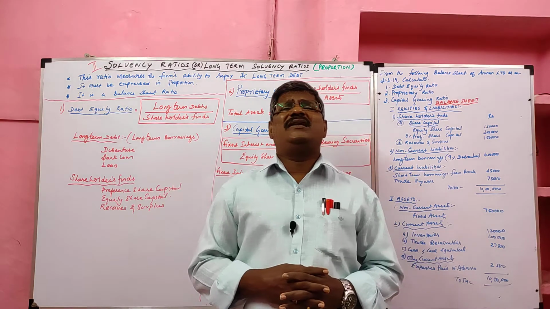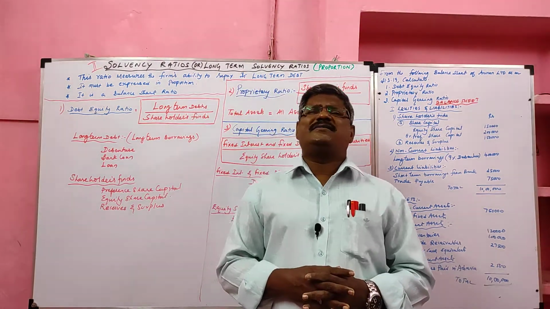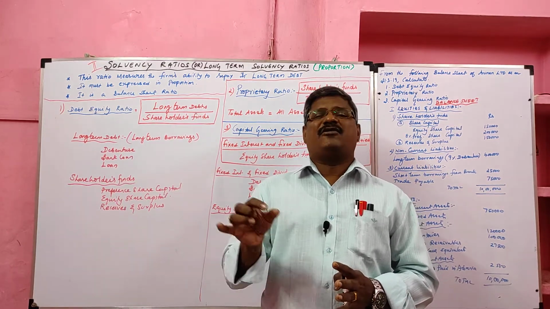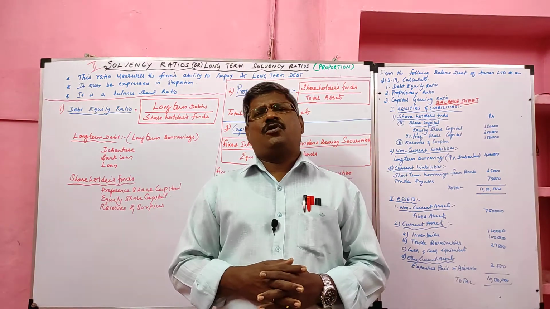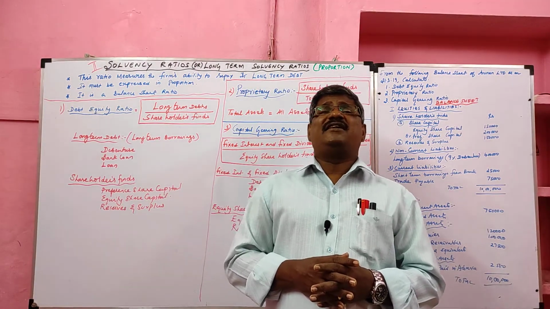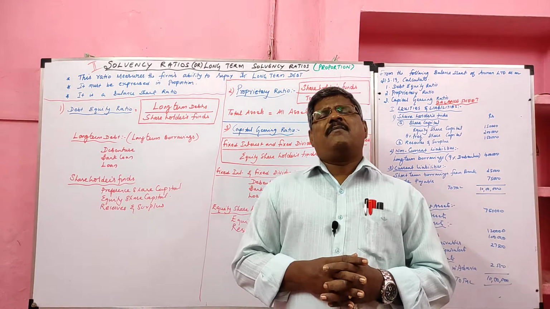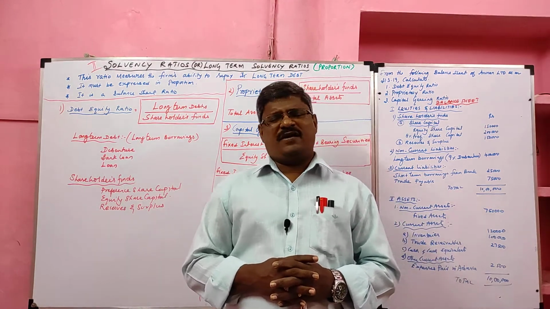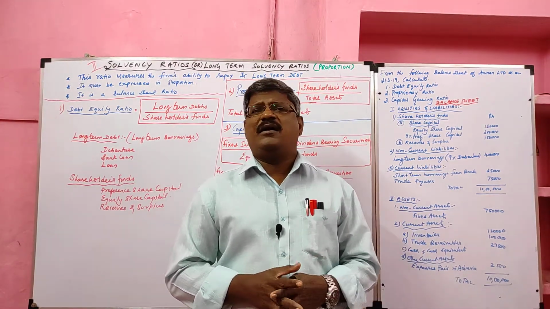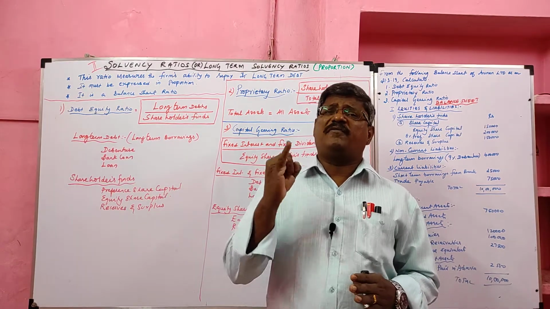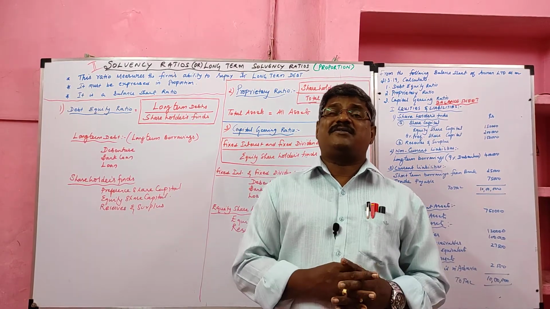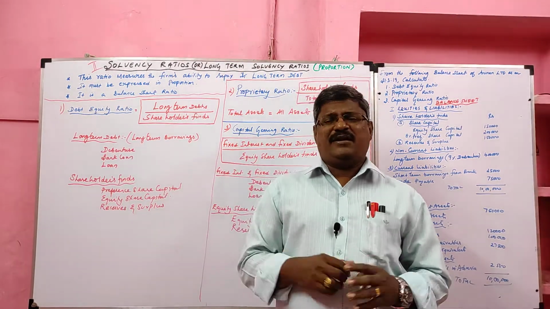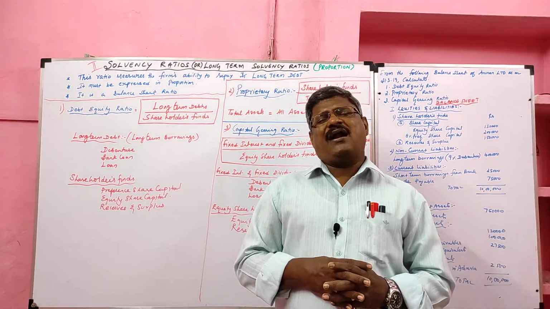Then last one, capital gearing ratio. Its formula is fixed interest and fixed dividend bearing securities divided by equity shareholder fund. First we should know about fixed dividend and fixed interest bearing securities, namely preference share capital, debenture and bank loan. Then equity shareholder fund components we have to learn. Already we learned shareholder fund: preference share capital, equity share capital and reserves and surplus are included. But in equity shareholder fund, we should exclude preference share capital. In that we will include equity share capital and reserves and surplus.